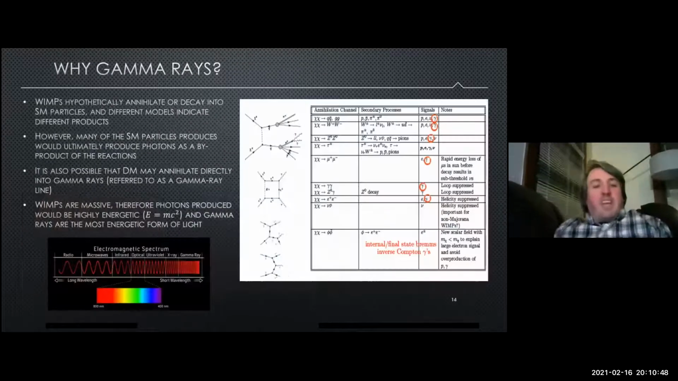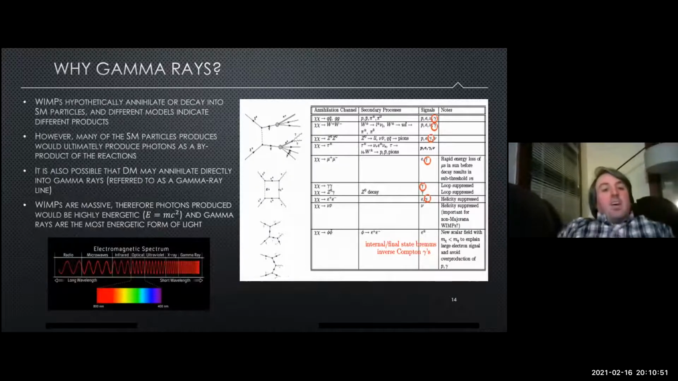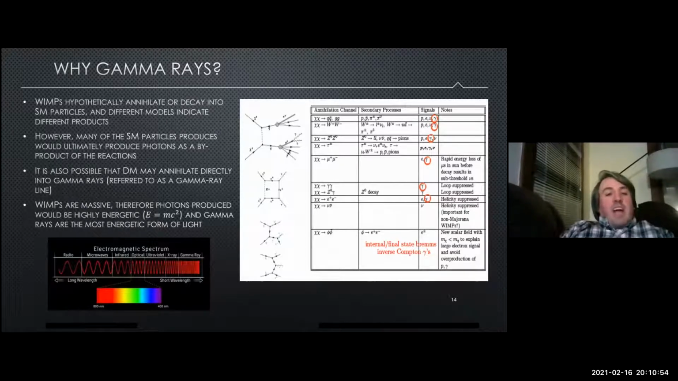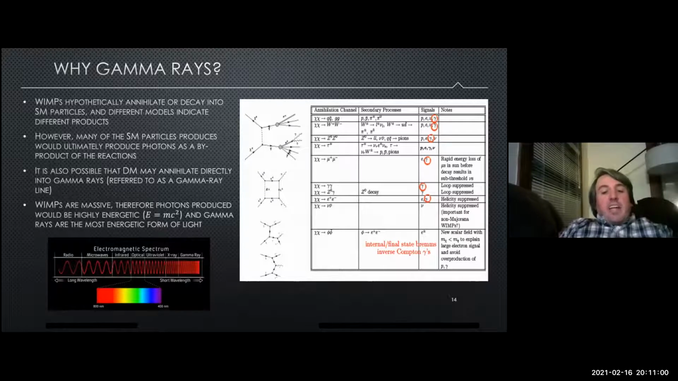So why gamma rays? I've been talking about gamma rays quite a bit. Why do we care about gamma rays? So the WIMPs could hypothetically annihilate or decay into standard model particles, and particle physicists have different ideas, so there are various different products that could come out of it. We're not sure which standard model particles would come out of it. However, many of the standard model particles would ultimately produce photons as a byproduct of these reactions. And it's also possible that dark matter may annihilate or decay directly into gamma rays.